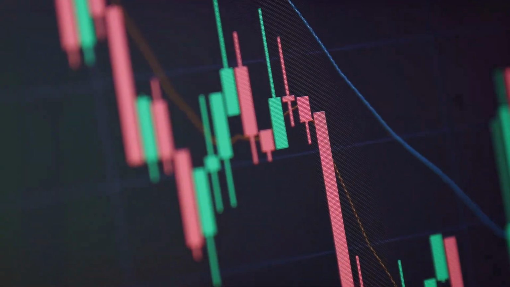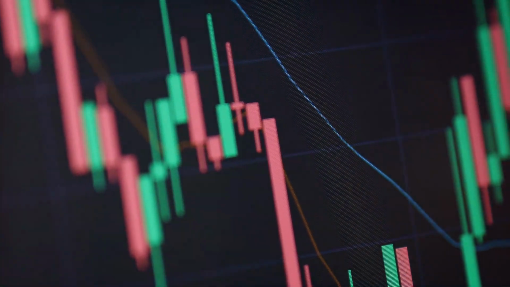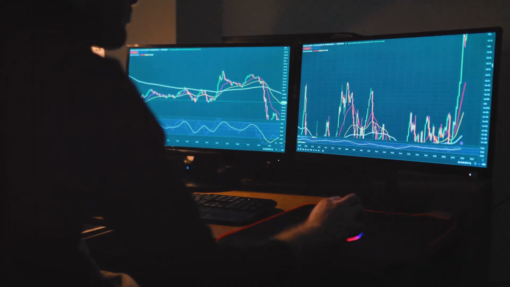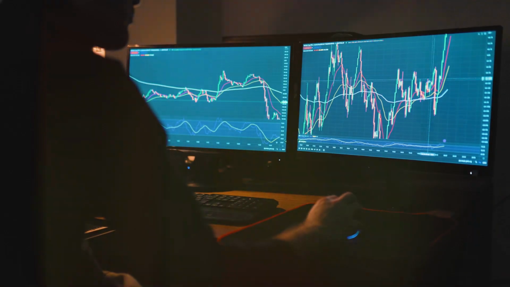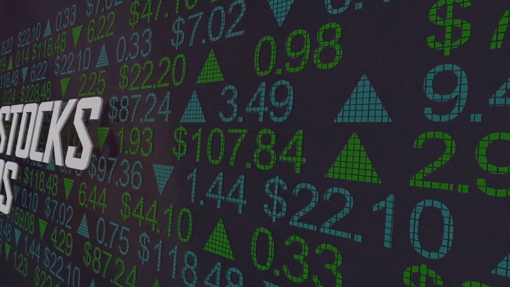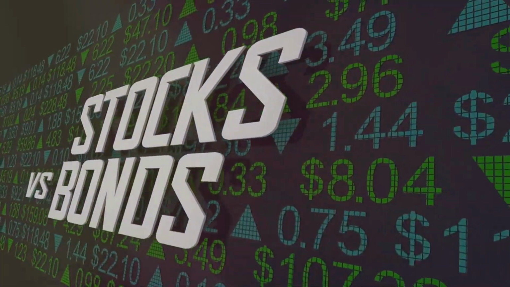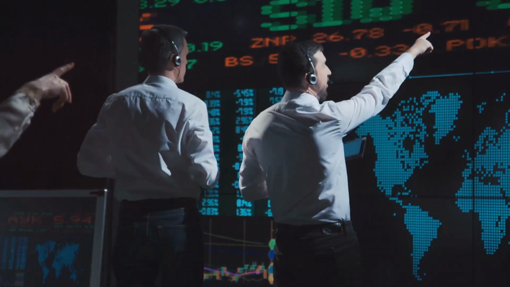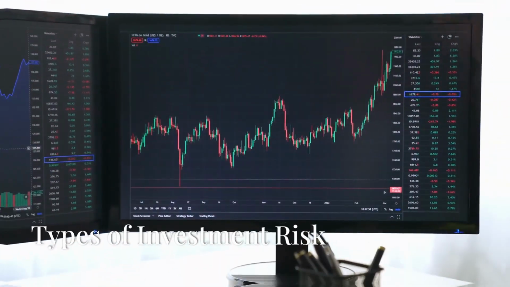The relationship between risk and return is fundamental in finance. Investors expect higher returns for taking on more risk. Government bonds are less risky than stocks, hence offer lower returns. Stocks carry higher risk but offer higher potential returns. Assessing risk tolerance and investment goals helps in choosing the right investments.